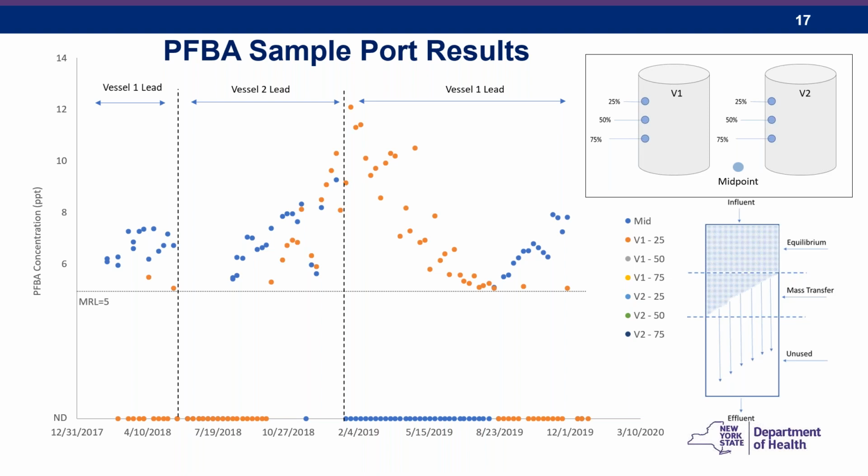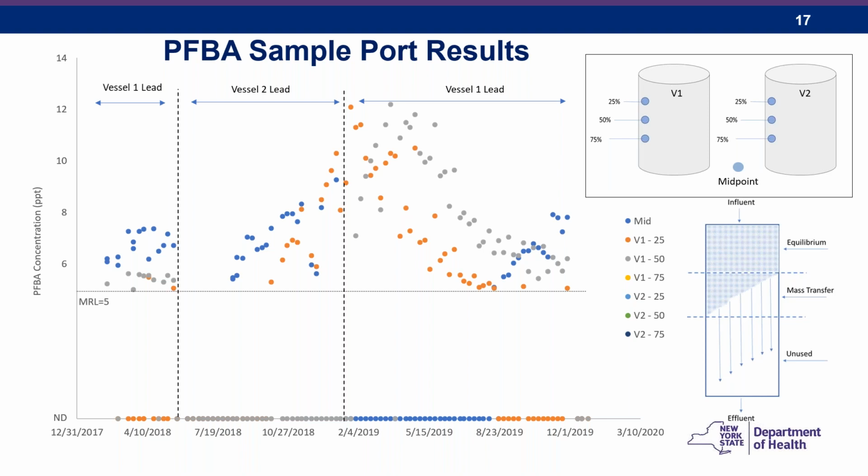At the top 25%, we had low-level detects of PFBA, meaning that part of the system was exhausted with respect to PFBA uptake, which is consistent with us seeing it at the midpoint. We would be making the assumption that if we're seeing it at the midpoint, we should see exhaustion through each of the sampling ports in V1. And that's what we saw.